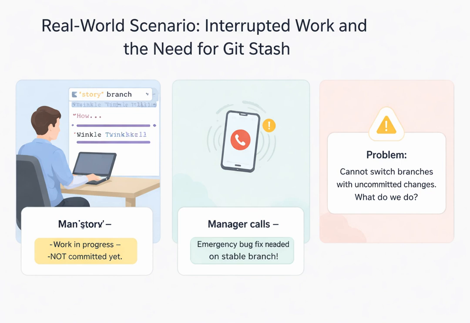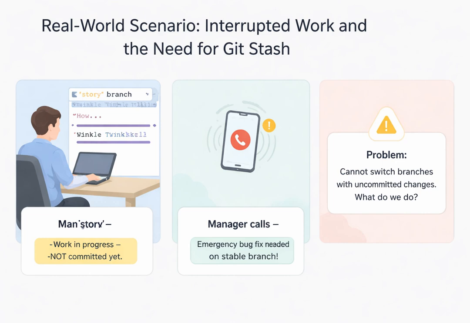The instructor sets up this situation. You're working on a feature branch, let's call it the story branch, and you're writing some content, say the Twinkle Twinkle Little Star rhyme. You've written half of it. Your work is not done, and you haven't committed yet, because a commit should represent a complete unit of work.